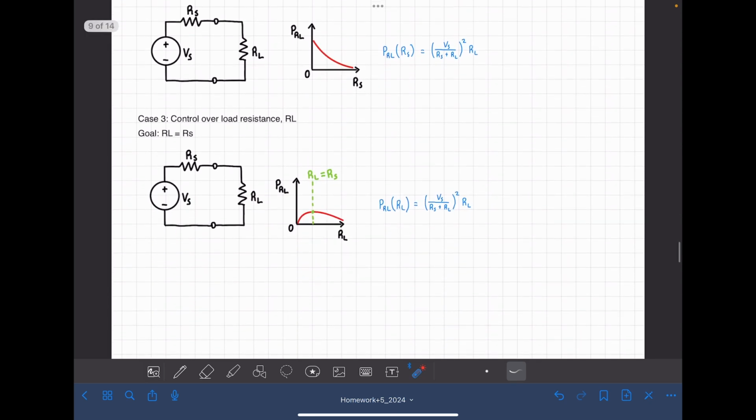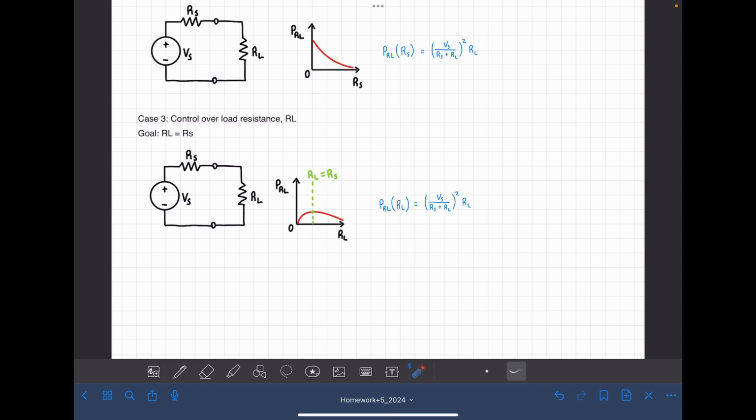The last and most interesting case is when the load resistance is our independent variable. So that's when we're changing our load right here, which is also the most common use case. As you can see, our load resistance is both at the bottom of the fraction and being multiplied by the entire thing. So this creates a unique shaped function where it tends towards 0 on each side, but at the middle, where RL is equal to Rs, we have a local maximum.